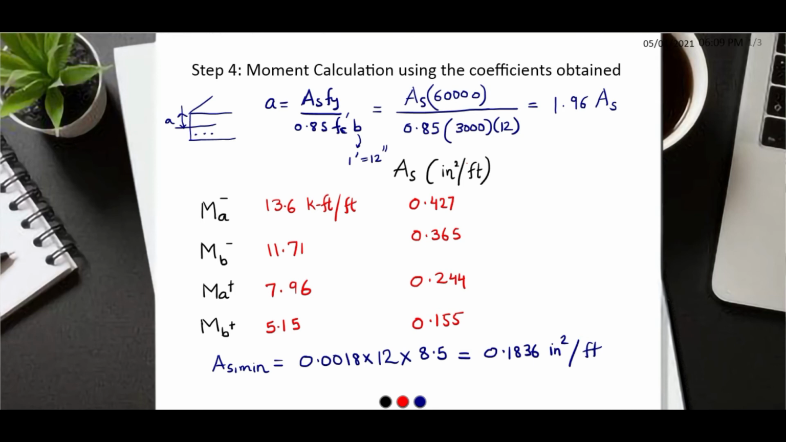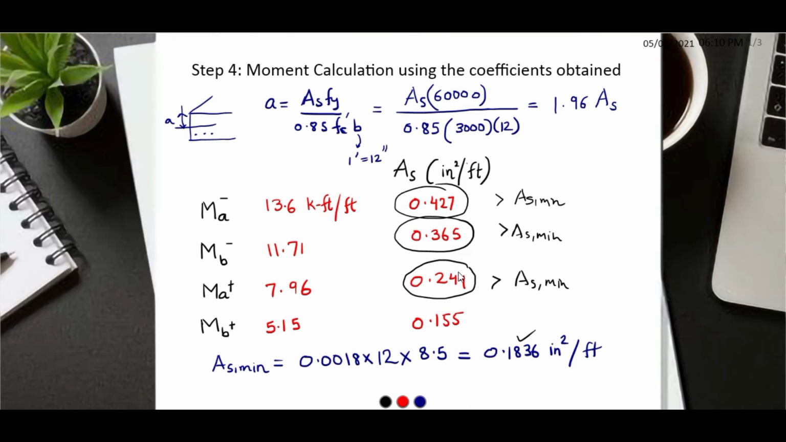per foot. So we need to take either this value or any higher value than this value. So this will be the controlling value for MA negative. This will also be a controlling value because this is greater than AS min. This is also AS. This is also greater than AS minimum. But this is lesser. So for this we will use 0.1836.